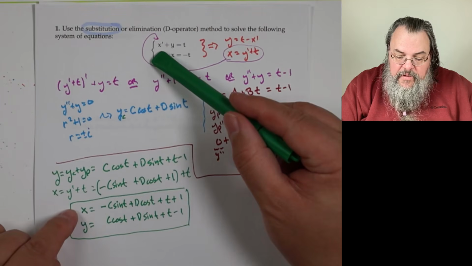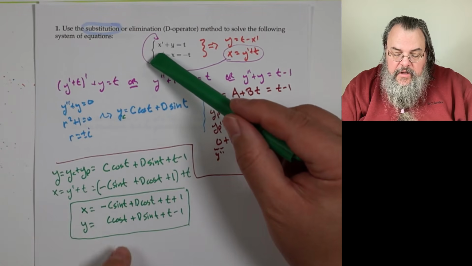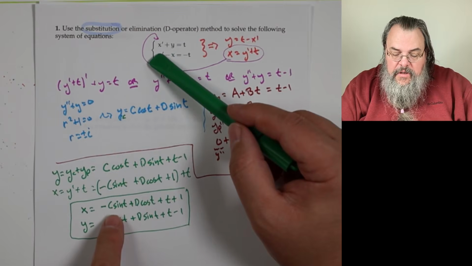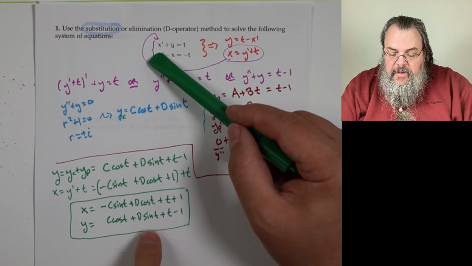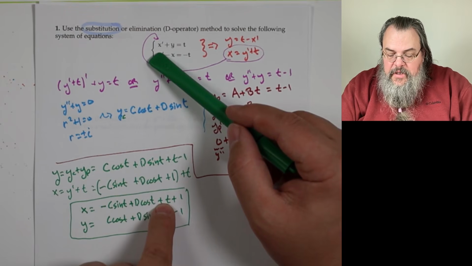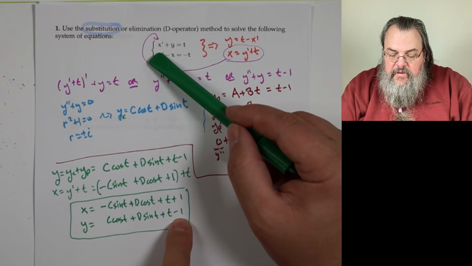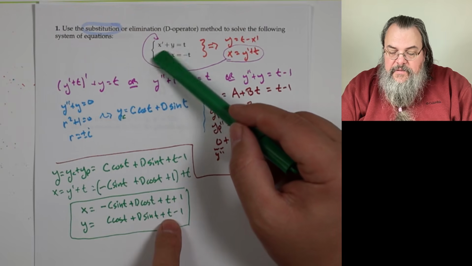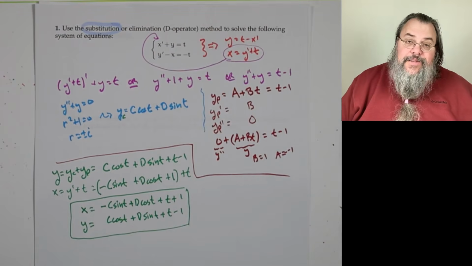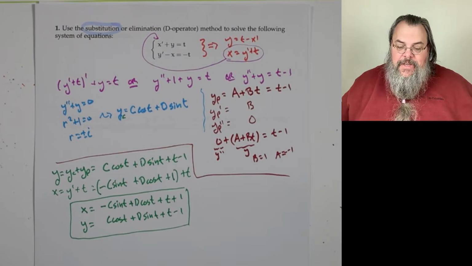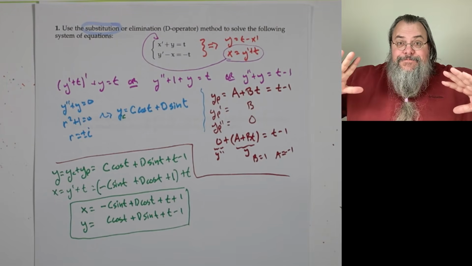Now, you can check your answer, as we often should, by asking what happens if you had x prime plus y. If you take x prime, you get minus c cosine t, then plus c cosine t, that's 0. You get minus d sine t plus d sine t, 0. Then here you get a plus 1, and there's a minus 1. That's 0. That goes away. All that's left is t. So it satisfies the first equation, and in a similar way, it will satisfy the second. Now, that's substitution.